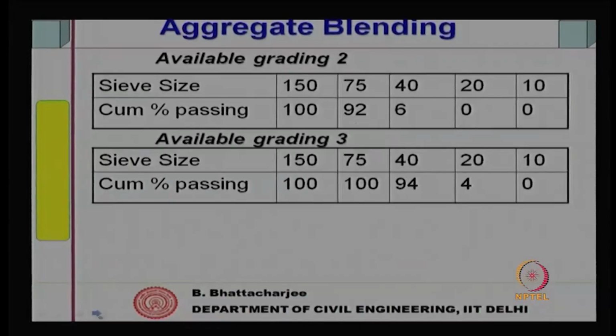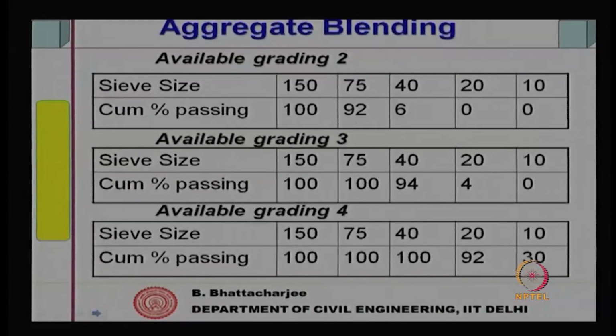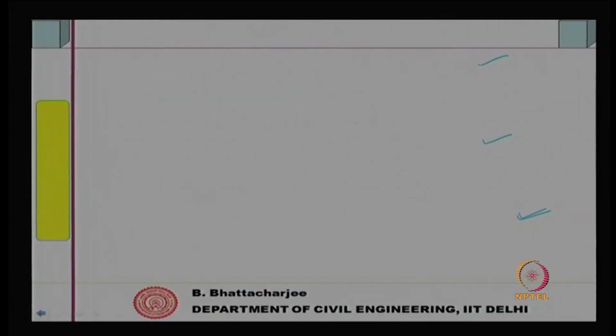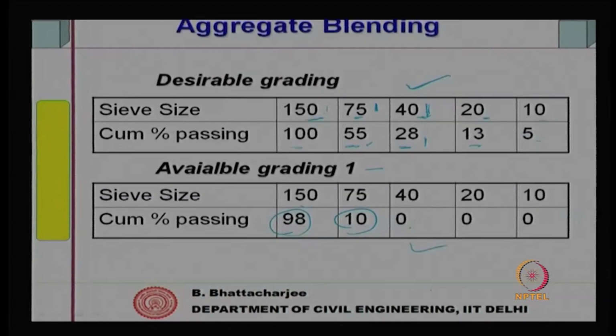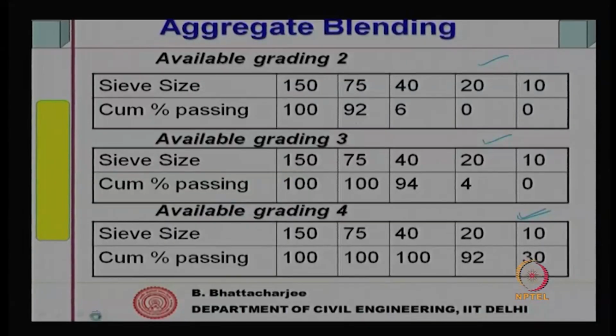And you can see the fourth one, which has a large number of fines. So, these are finer particles, less fine, still lesser fine, and this is the coarser one. I want to get a blended aggregate satisfying this desirable grading. So, what do I do? I have 4 graded aggregates, and I have to mix them to get the desirable grading.